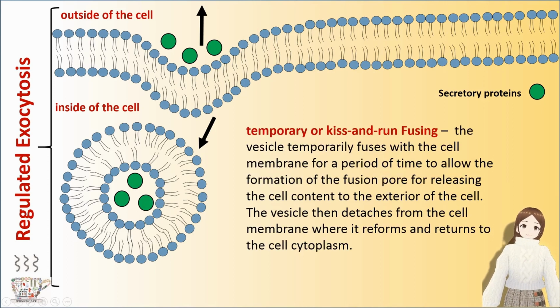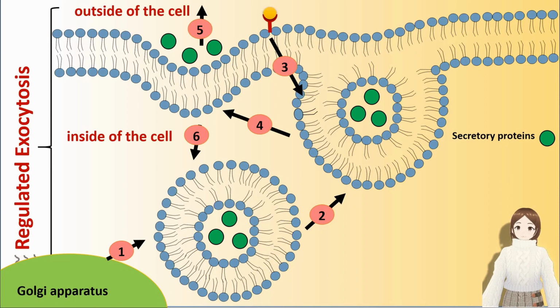And the final step is temporary or kiss-and-run fusing. The vesicle temporarily fuses with the cell membrane for a period of time to allow the formation of the fusion pore for releasing the cell contents to the exterior of the cell. The vesicle then detaches from the cell membrane, where it reforms and returns to the cell cytoplasm. You can see all steps of regulated exocytosis together.